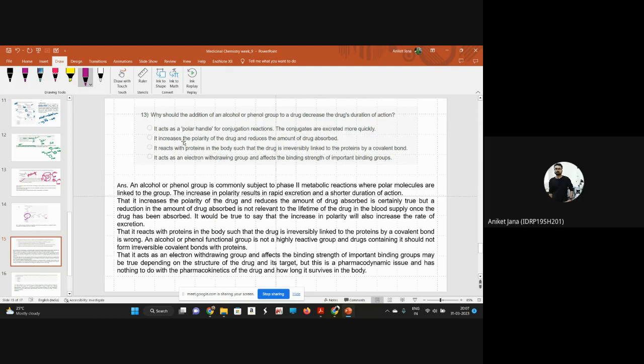Okay. So in the next question we have: why should the addition of an alcohol or phenol group to a drug decrease the drug's duration of action? So a polar phenolic or alcohol group added to a drug decreases the duration of action. One option says that it increases the polarity of the drug and reduces the amount of the drug absorbed.